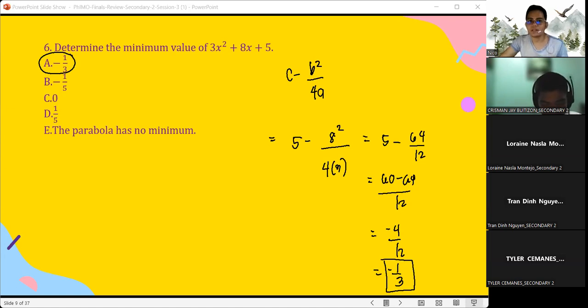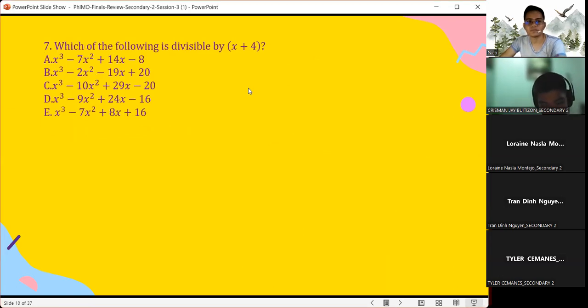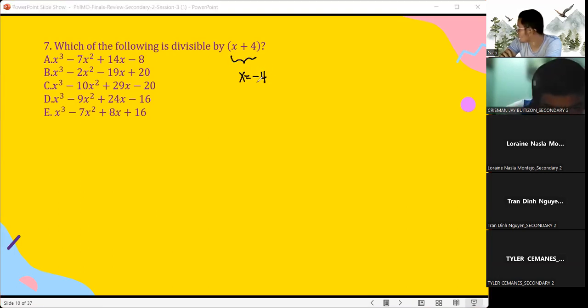Okay. Let's proceed to the next question. Which of the following is divisible by x plus 4? Okay, factor theorem. Factor theorem is very important, because it is how you determine if it's divisible or not. The factor theorem means that if this is a factor, then this is a root. So this one is equal to x minus 4, so minus 4 here is a root. Now, determine which one here will result to 0.